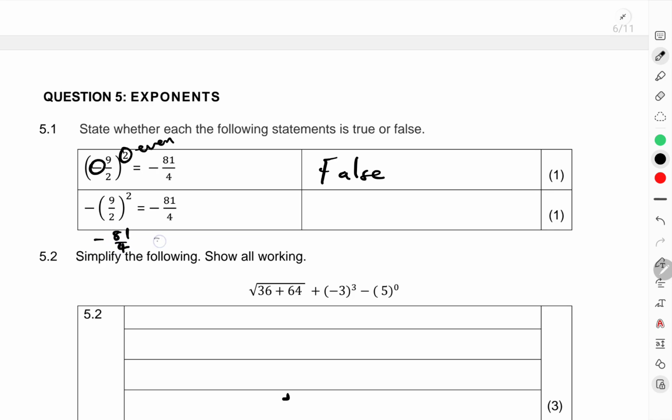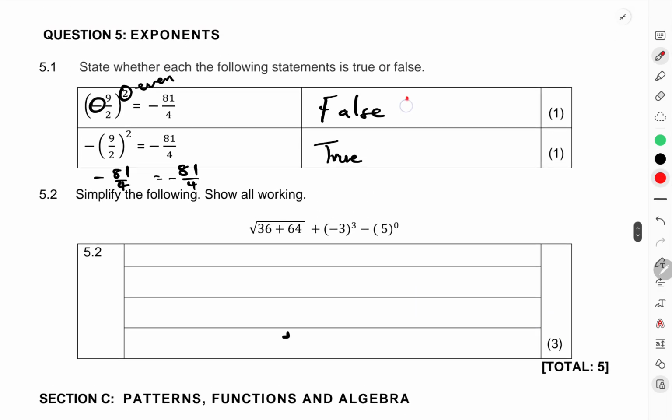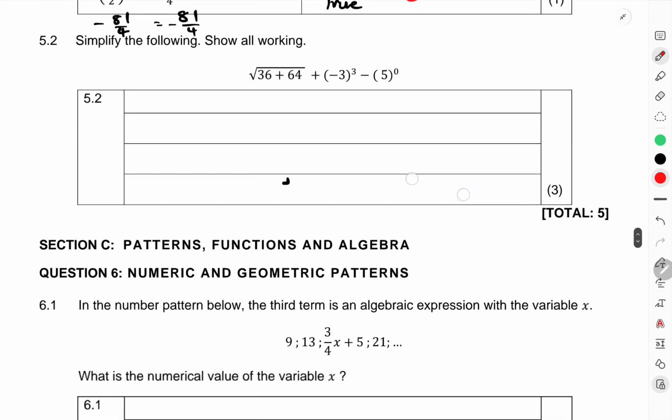over 4, and that side I'll still have negative 81 over 4. Is the left hand side and the right hand side the same? Therefore the answer for this part will become true. Then after, we're going to receive our 2 marks.